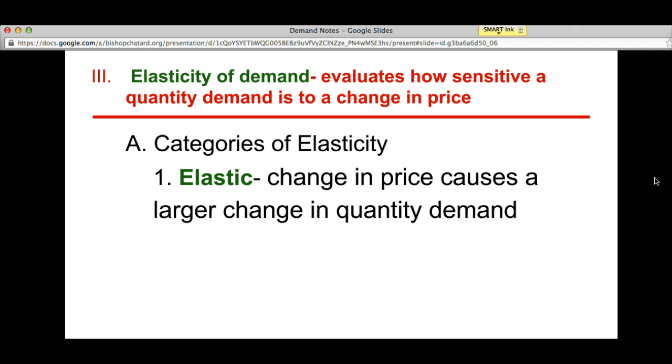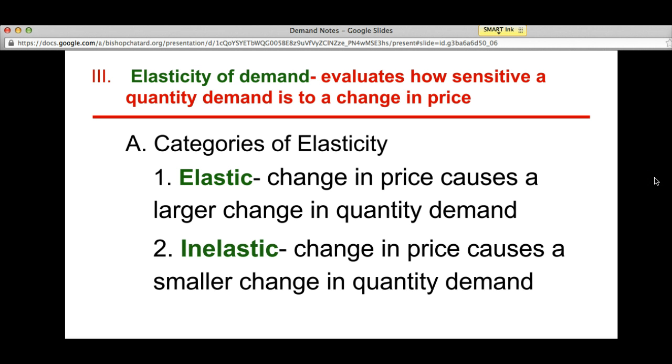There are a lot of things that are elastic. If you're talking about going and buying clothes, clothes are a perfect example of something that is very elastic. We are very responsive to a change in price. The price changes a little, people will change their quantity demanded by quite a bit.